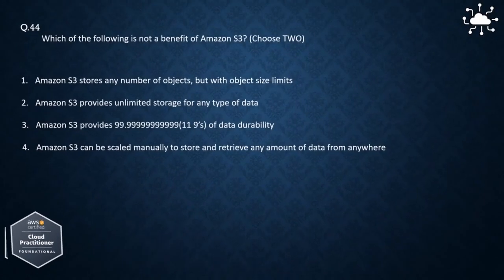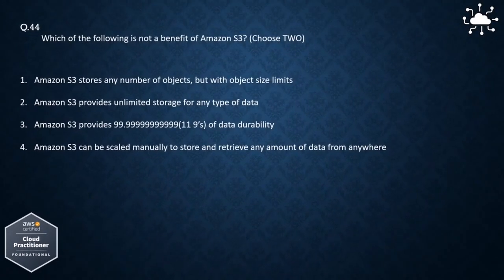Question 44. Which of the following is not a benefit of Amazon S3? Choose 2. 1. Amazon S3 stores any number of objects, but with object size limits. 2. Amazon S3 provides unlimited storage for any type of data. 3. Amazon S3 provides 99.999999999% of data durability. 4. Amazon S3 can be scaled manually to store and retrieve any amount of data from anywhere.